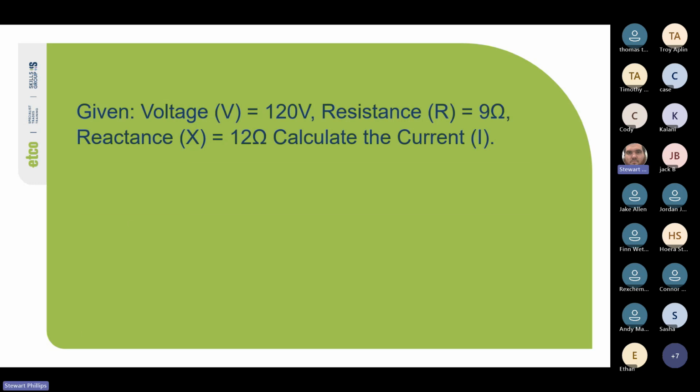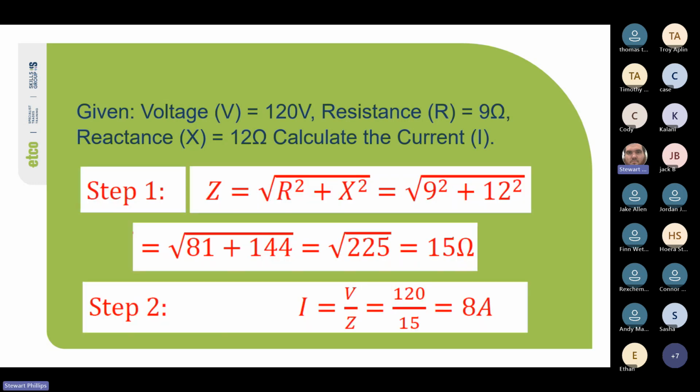Cool. So yeah, we'll go over the steps. First step, figure out our impedance, which is the square root of R squared plus X squared, which is 9 squared plus 12 squared, which gives us 81 plus 144, or 225, which gives us 15 ohms of impedance. And then step 2, I is equal to V divided by Z. So remember that triangle with V on top and I and Z at the bottom. If we need to figure out voltage, we multiply. If we need to figure out current or impedance, we divide voltage by the other one. And that gives us 120 divided by 15, which gives us 8 amps.